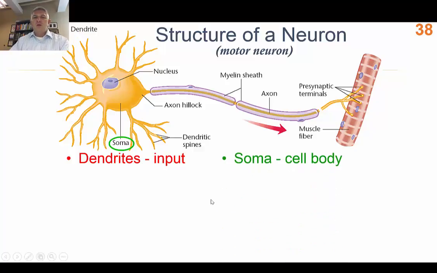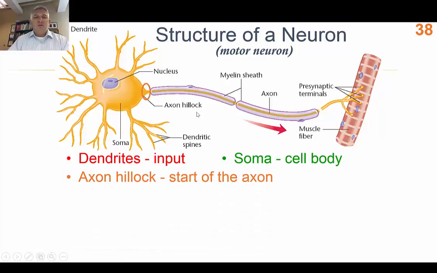Next we have the soma, or the cell body, which you can see right here. And you notice that all the dendrites funnel into the soma. The soma's job is to make a decision. So it makes its decision based on the input from the dendrites. After the soma begins the output, which is the axon.